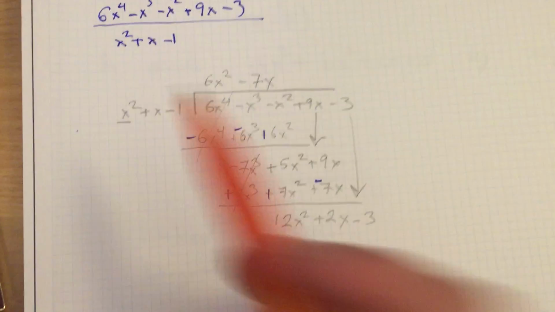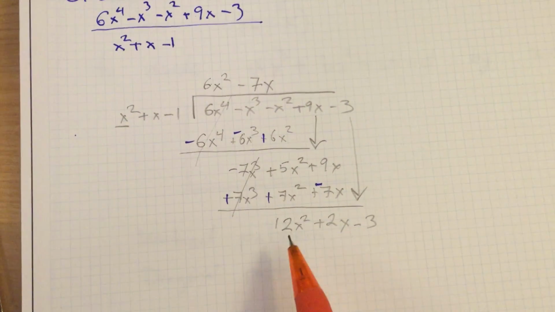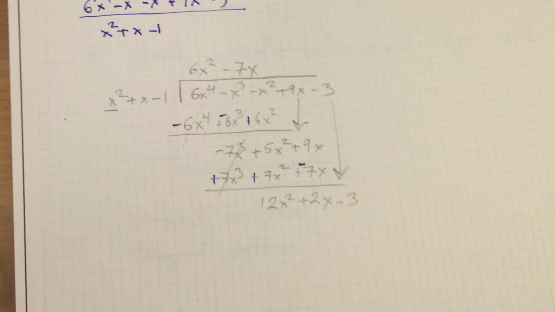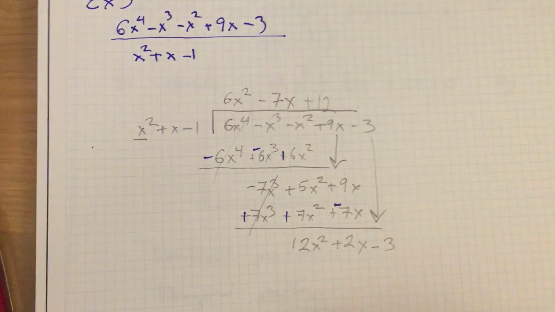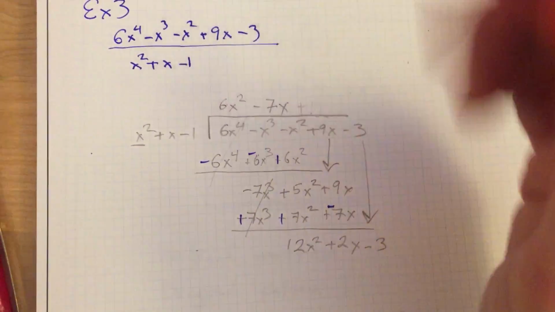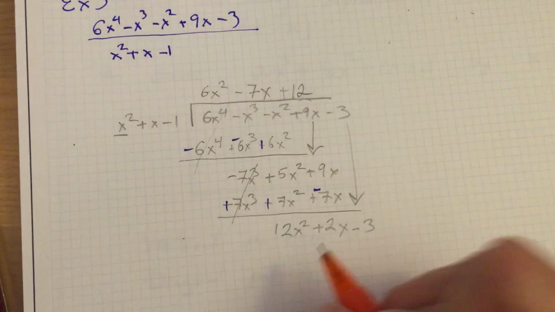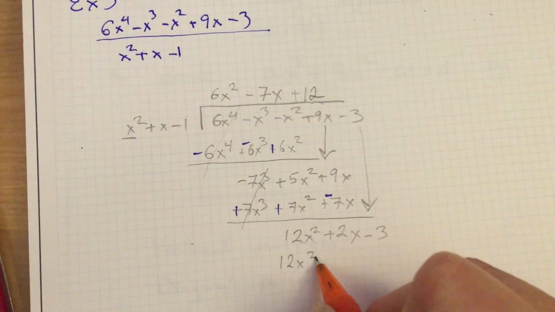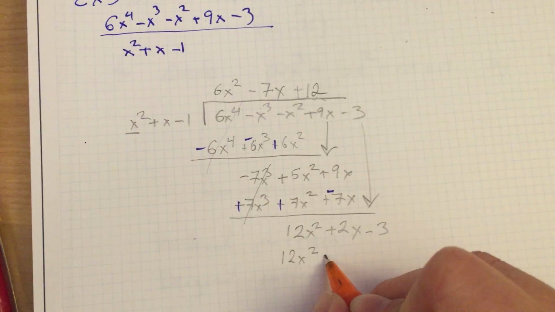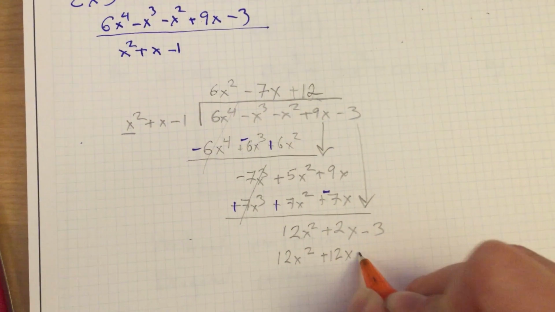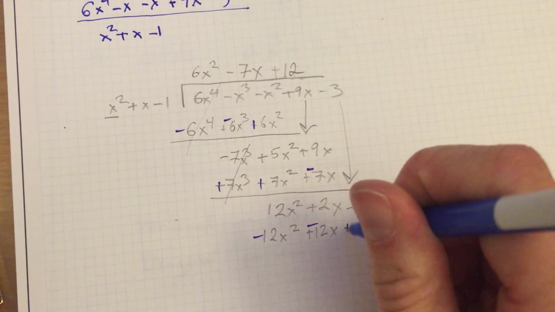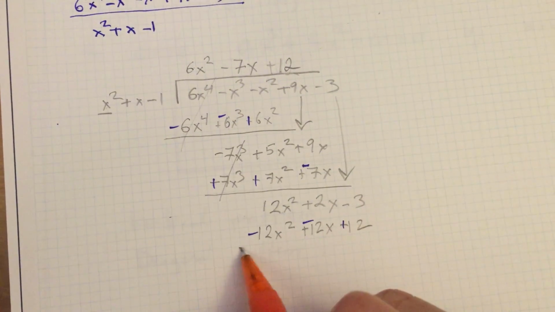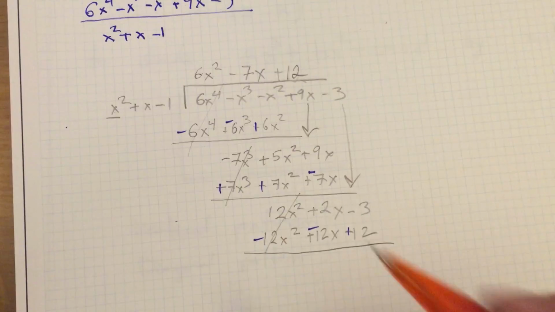All right, so again, one more time. What do you multiply x squared by to get to 12x squared? That will be a 12. Oops, can't really read that. Let me write that better. There you go. So positive 12x squared, and then a positive 12x, and then a minus 12, negative, negative, positive. So what happens? Those cancel out.